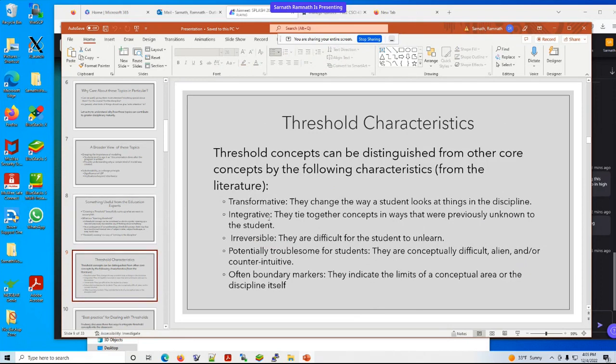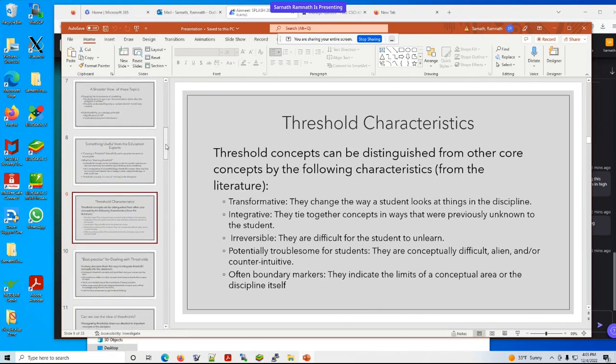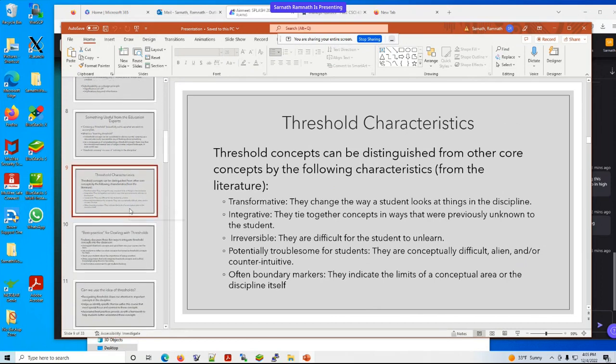Threshold concepts are transformative. They change the way students look at discipline. They're integrative. They tie together things. They're irreversible. Once they get it, they'll not forget it. They're troublesome for students, and they're often boundary markers that are kind of at the limits of the boundary of the discipline itself. And so this is all very nice. So what's the use of doing this?